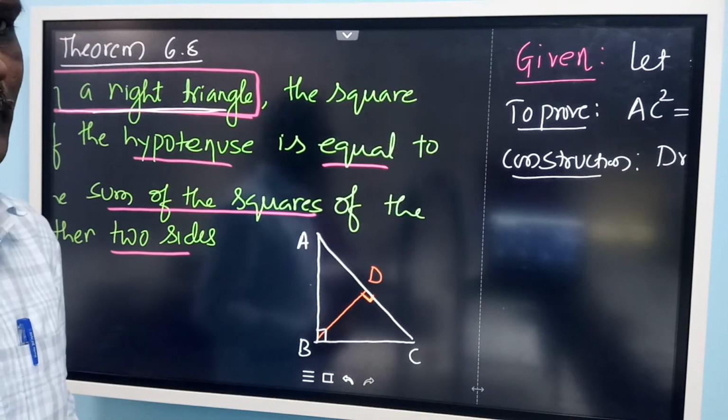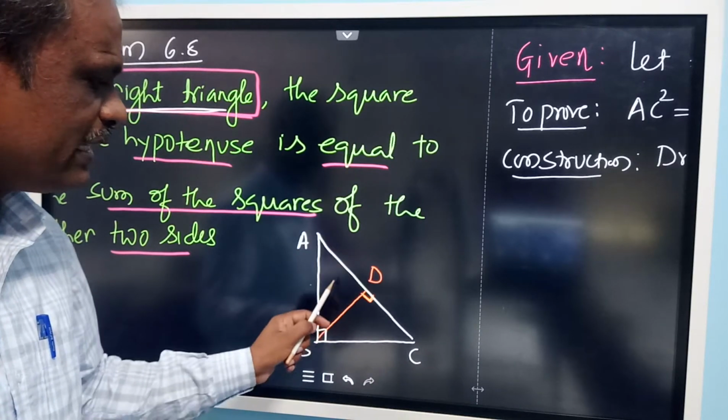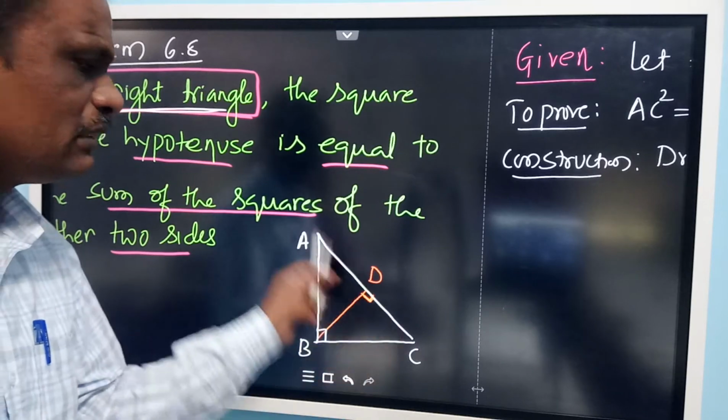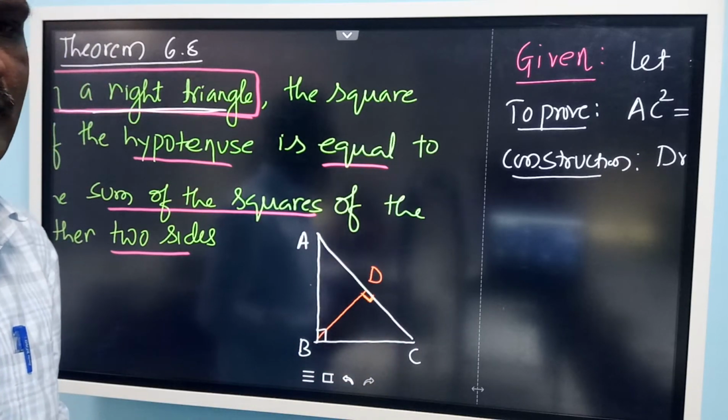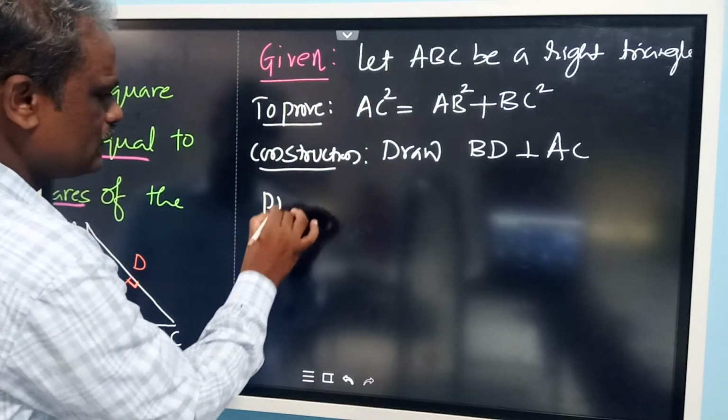As you have studied in the previous theorem, this perpendicular line will divide the triangle ABC into two triangles which are similar to each other and also similar to the given triangle ABC. So let us go to the proof.